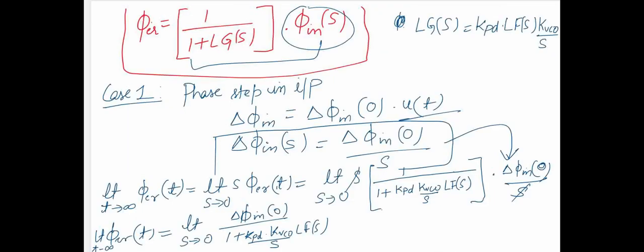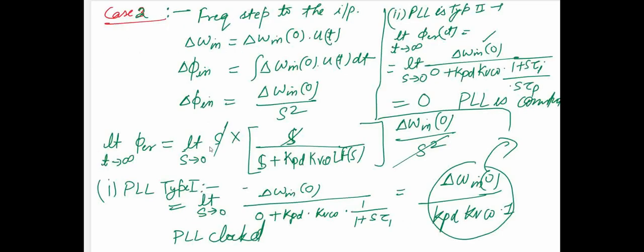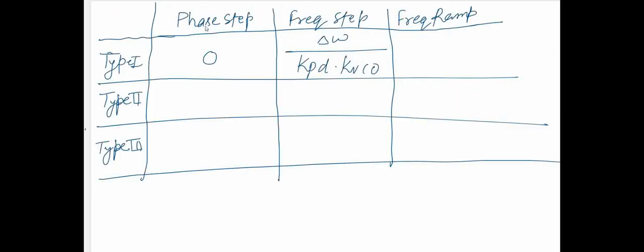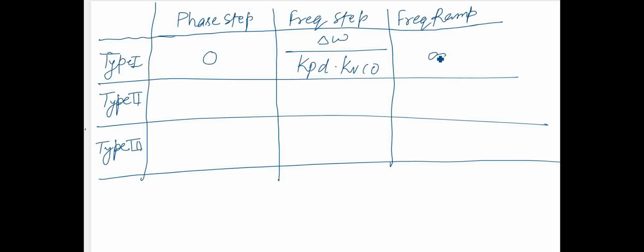Where have I done this thing? So for type 1, the frequency step, see this is constant, right? So that value only I mentioned. But when I gave the frequency ramp, that time I got infinity. This indicates the PLL is unlocked.